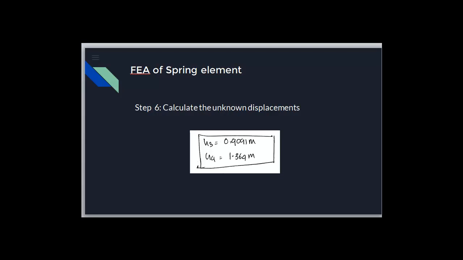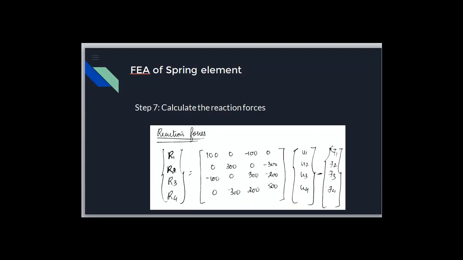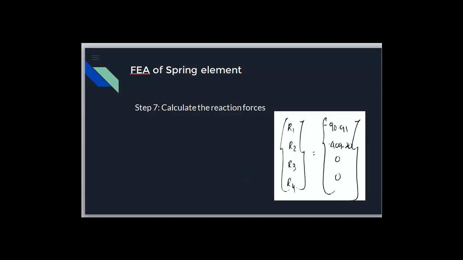With the values of the unknown displacements U3 and U4, we can calculate the reaction forces of the spring element. The reaction forces R1, R2, R3, R4, since we have four nodes, are equal to the stiffness matrix times the nodal displacement vector minus the force vector at nodes 1, 2, 3 and 4. By substituting the values of U1, U2, U3, U4 we get the reactions R1 as -90.91, R2 as 409.20, and R3 and R4 as 0. So the reaction forces are in terms of Newton.